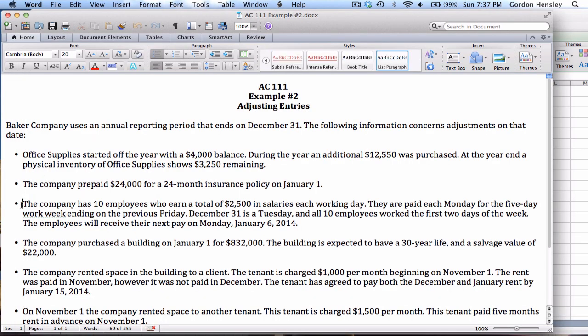The next situation says the company has 10 employees. They earn a total of $2,500 in salaries every working day. They are paid each Monday for a 5-day work week ending on the previous Friday. December 31st happens to be a Tuesday, and all 10 employees worked the first 2 days of that week. They're not going to be paid again until the next payday, which won't occur until Monday, January the 6th of the following year. So in a situation like that, we're going to have to accrue some payroll.